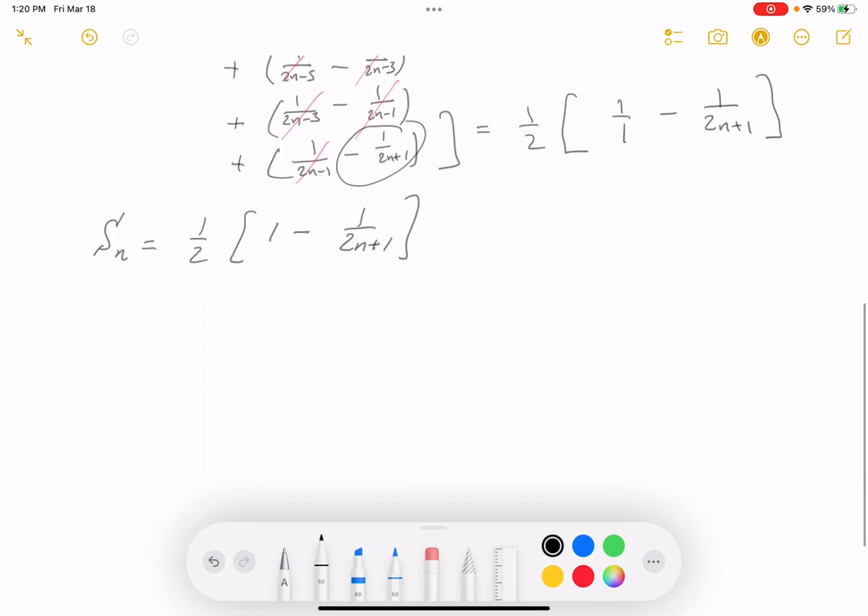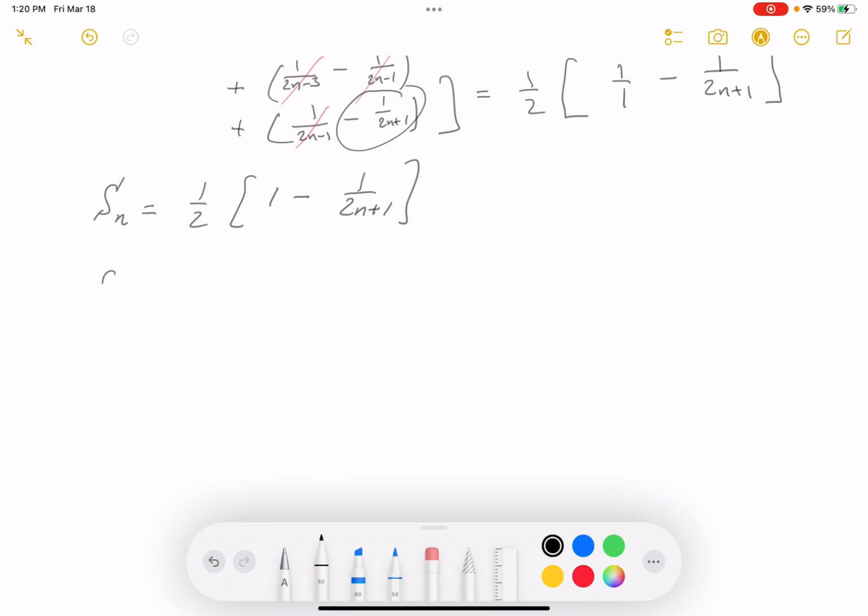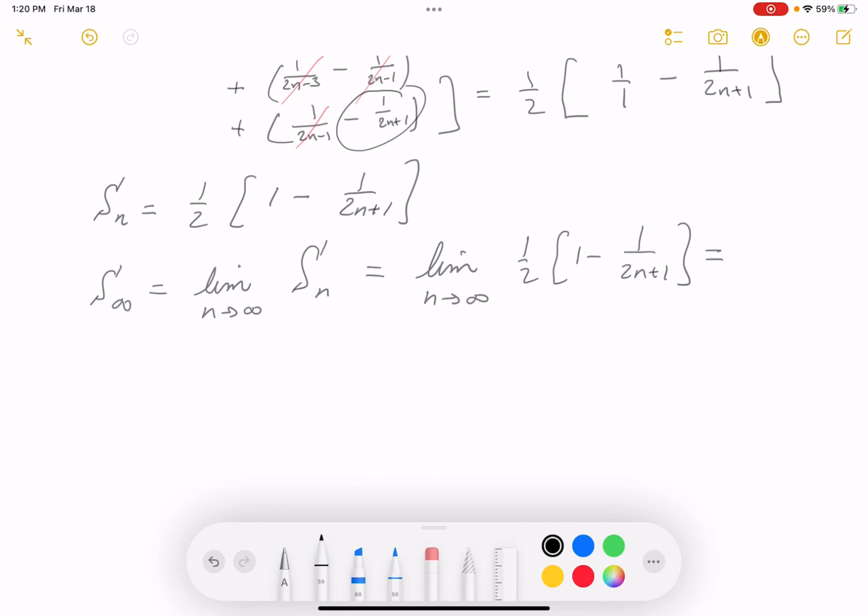Now what they want to do is they want to take a look at what's S infinity. In other words, infinite number of terms. Well, what you're going to do is the limit as n goes towards infinity of Sn. What's that going to be? Well, what's Sn? It's 1/2 times 1 minus 1 over 2n plus 1. What happens here? Well, if you look at it, the term 1 over 2n plus 1, the bottom blows up without bound, so that goes towards 0. You're left with 1/2 times 1, which is 1/2. That's the infinite sum, right?